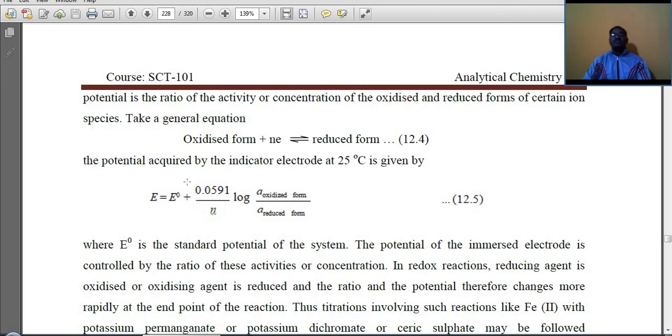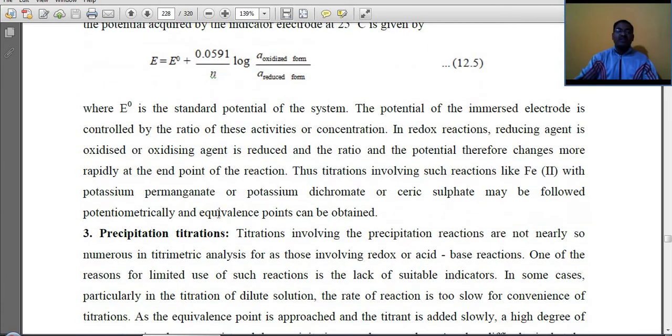This is the oxidized form; on gaining electrons, we get the reduced form. The potential acquired by the indicator electrode at 25 degrees Celsius is given here, where E0 is the standard potential of the system. The potential of the immersed electrode is controlled by the ratio of these activities or concentrations. In redox reactions, the reducing agent is oxidized or the oxidizing agent is reduced, and the ratio, and therefore the potential, changes more rapidly at the end point of the reaction.